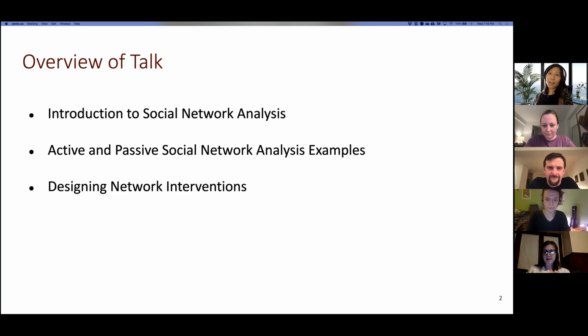But essentially, you can think of active as you have to go out and collect your data from people. And then passive is kind of all the stuff that's being collected in the background as we're going, such as Zoom recordings, emails, Slack communication. All of our communication is being collected in the background. And so that also forms really, really interesting networks. And then I'm going to talk a little bit about how you can design network interventions and how that might help you understand how relationships form and change over time.